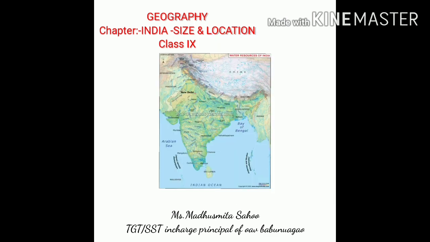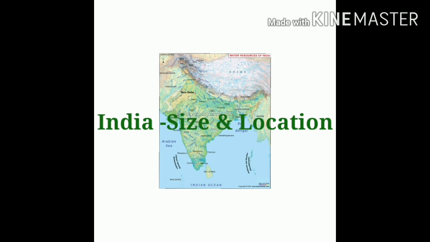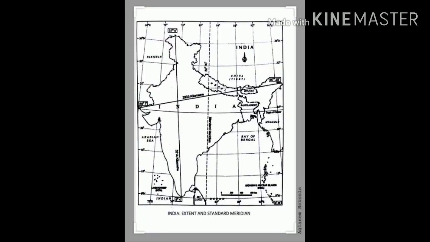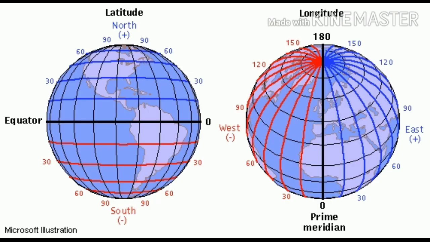Today we will learn about the first chapter of geography of class 9, that is India, size and location. Here we will know about the size of our country and also about the location or position of our country on earth. Okay. So before starting this chapter, we have to remember some terms that we have already learned in our previous classes, like latitude, longitude, hemisphere, island, peninsula, strait and gulf. Okay. So let's start from latitude and longitude.